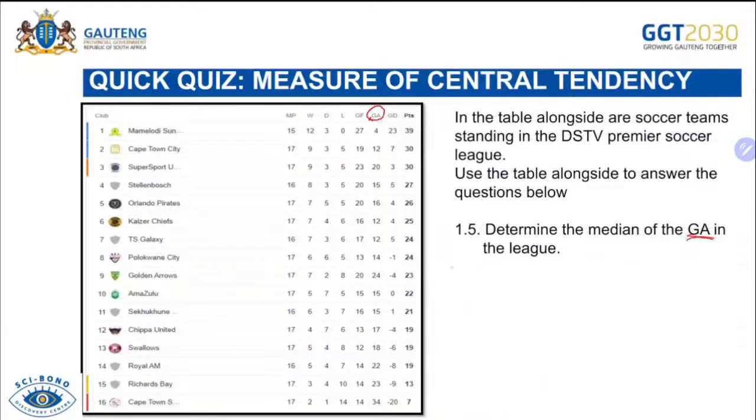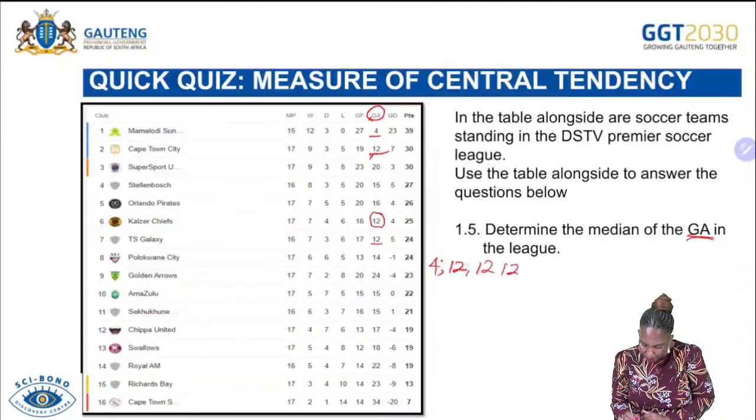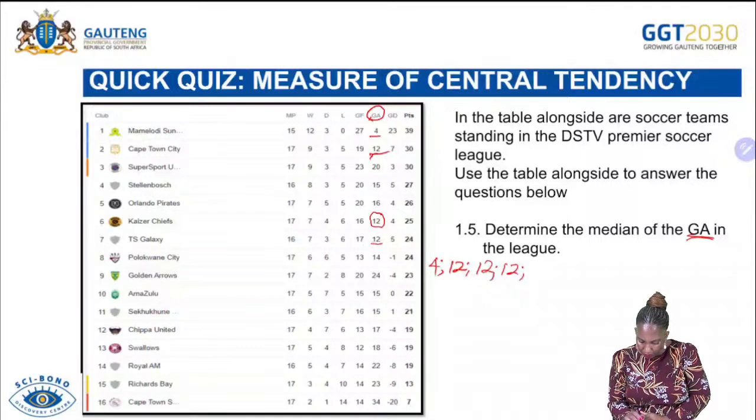It will be the smallest one here, which is 4, followed by 12. So I've covered these two. Then let's see if there's any other smaller number. Yes, we have another 12 here, and another 12 there. So how many 12s? You have 1, 2, 3 12s.